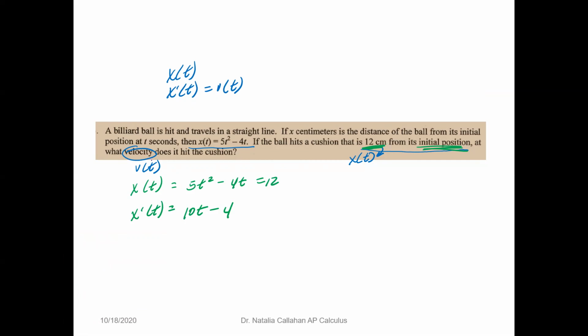Now the question says, what velocity does it hit the cushion? So it's actually asking you in terms of time as well. So I'm going to take the x of t and I'm going to go ahead and factor it and solve for t. So then looking at this, I'm going to have 5t squared minus 4t, move the 12 over.